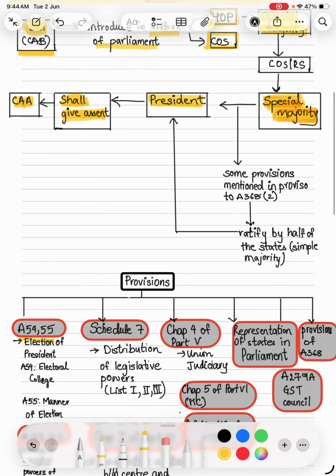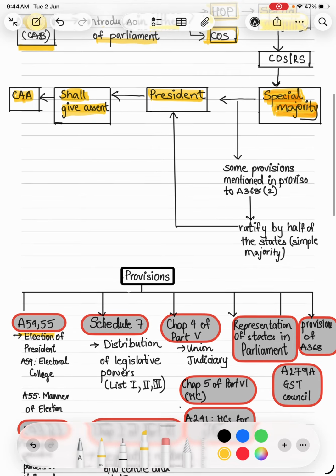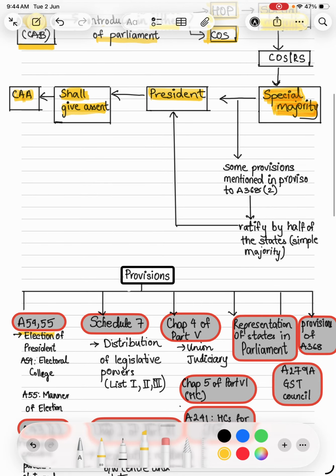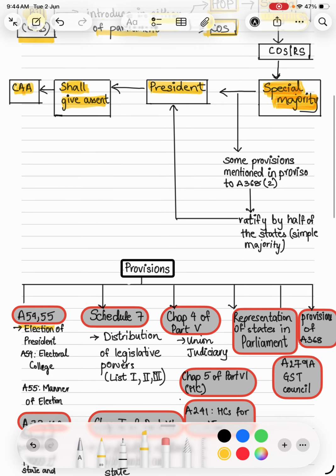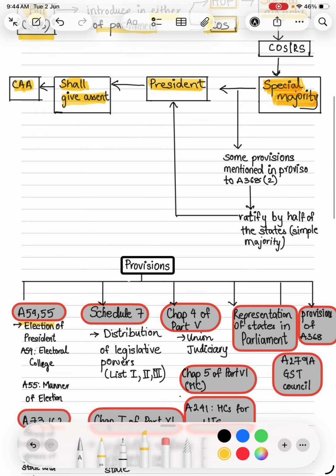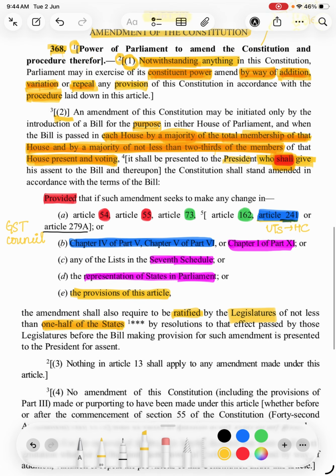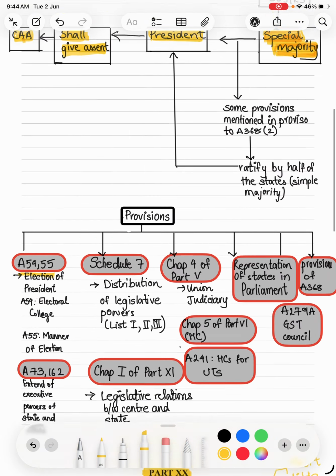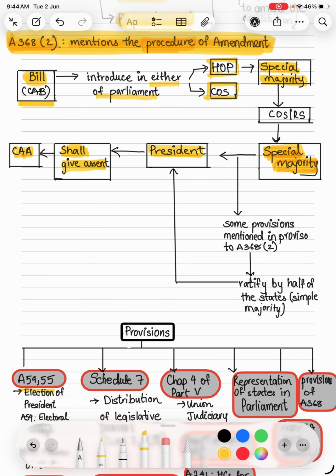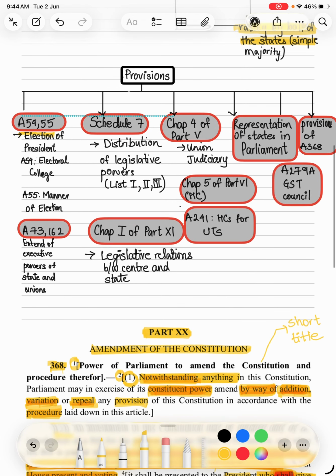And then there are some provisions that are mentioned in the article 368. If at all you bring any changes to those provisions that are mentioned in the article 368, then you need to take the approval of the states also. Here I have written that ratify by half of the states. Okay, provisions, proviso, what are these, where it is written, everything.